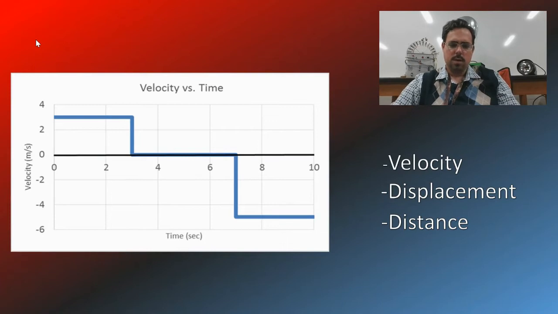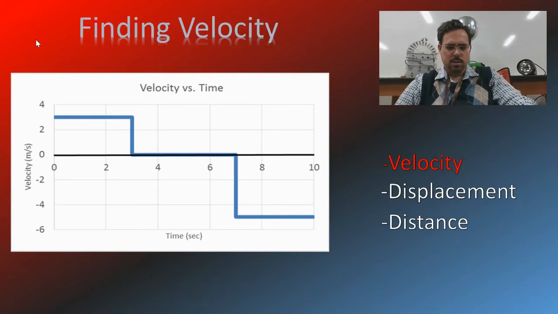This time we're talking about how to interpret a velocity versus time graph, all right? Now, a velocity versus time graph tells us how the velocity changes over time. From this graph, we can obviously find the velocity at any given time, but we can also find the displacement and distance if we have the proper skills. And that's what this video is about, giving you the proper skills.